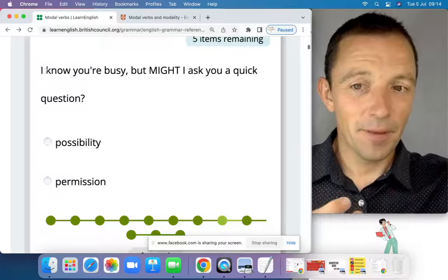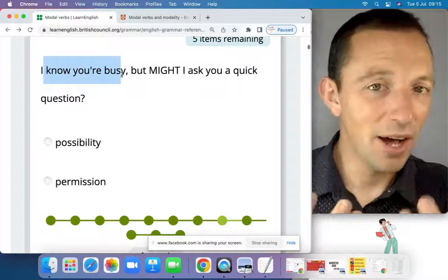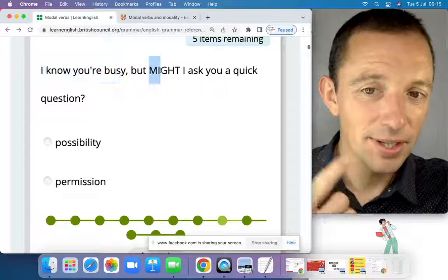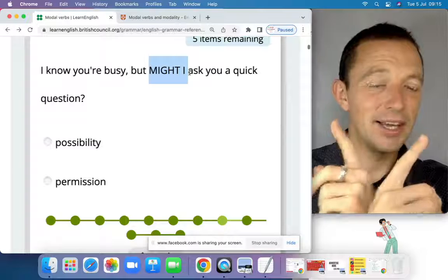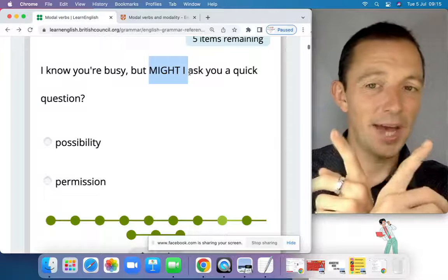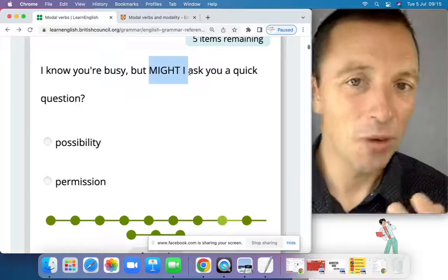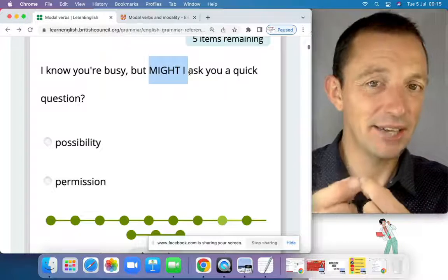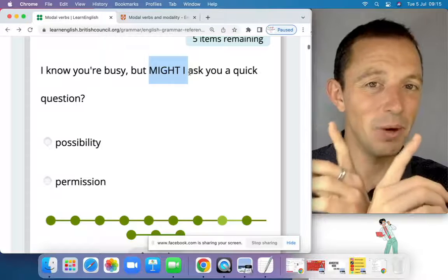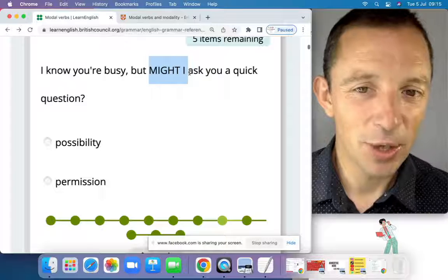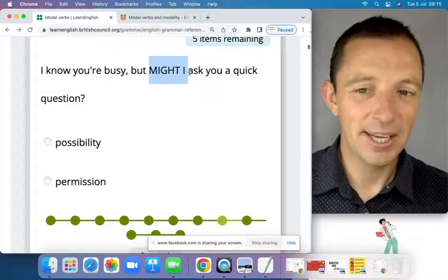Next, I know you are busy. I know you're occupied. I know you have no time. But might I? We change the position of the subject and the verb. Might I? May I? Could I ask you a quick question? Okay, so this is the modal verb might, and it has the same significance as may or could, but we change the position of the subject and the modal. Might I ask you a quick question? May I ask you a quick question? Could I ask you a quick question?